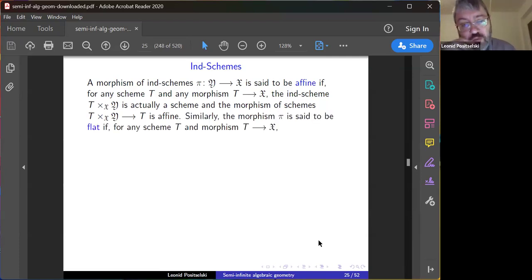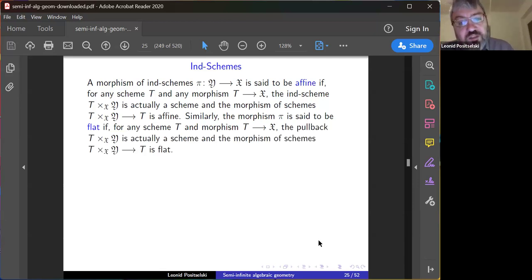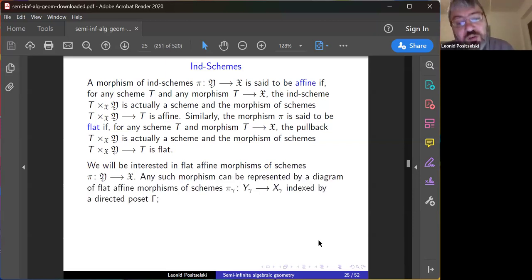Similarly, the morphism is said to be flat if for any scheme T and morphism from T to X, the pullback of T and Y over X is actually a scheme, and the morphism of schemes, the pullback, is flat. We are interested in flat affine morphisms of ind-schemes Y to X. Any such morphism can be represented by a diagram of flat affine morphisms of schemes pi_gamma from Y_gamma to X_gamma indexed by a directed set.